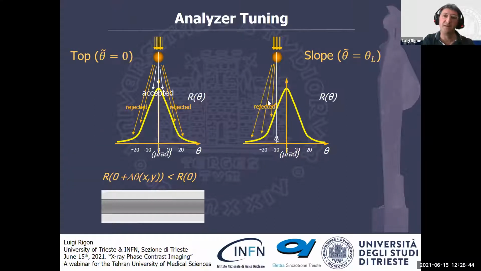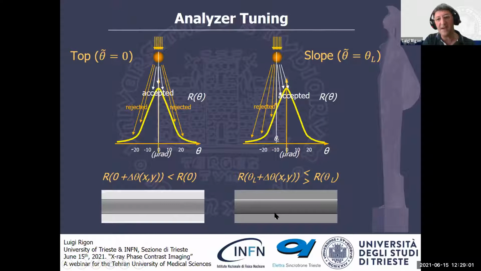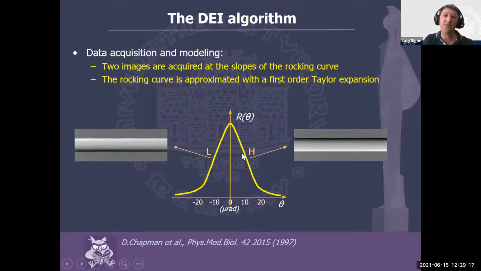If the photons are deviated on this side, they will find very low reflectivity, and so they will be rejected. But if they are deviated on the other side, they will find an increased reflectivity, and so they will be accepted. And so the image will look like this. One edge that deflects the photons the wrong way will be rejected, while the other edge will be accepted, so it will look bright. And this is the typical image that can be produced. And actually, if you move to the different slope of the rocking curve, you will have the opposite side.